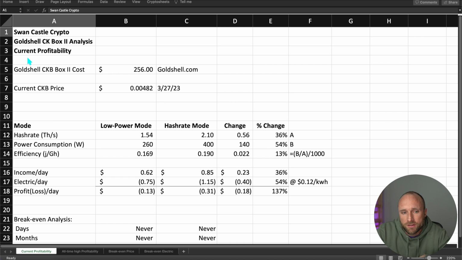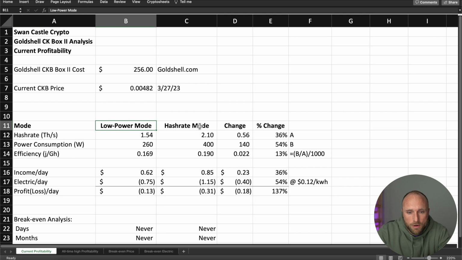Currently you can purchase the Goldshell CKB Box 2 from Goldshell for $256. The current CKB token price is 0.0048 cents per token, and that's today on March 27th, 2023. Like I mentioned earlier, there are two different hash rate modes for this device. You have the low power mode and the full hash rate mode. The low power mode hashes at 1.54 terahash per second.